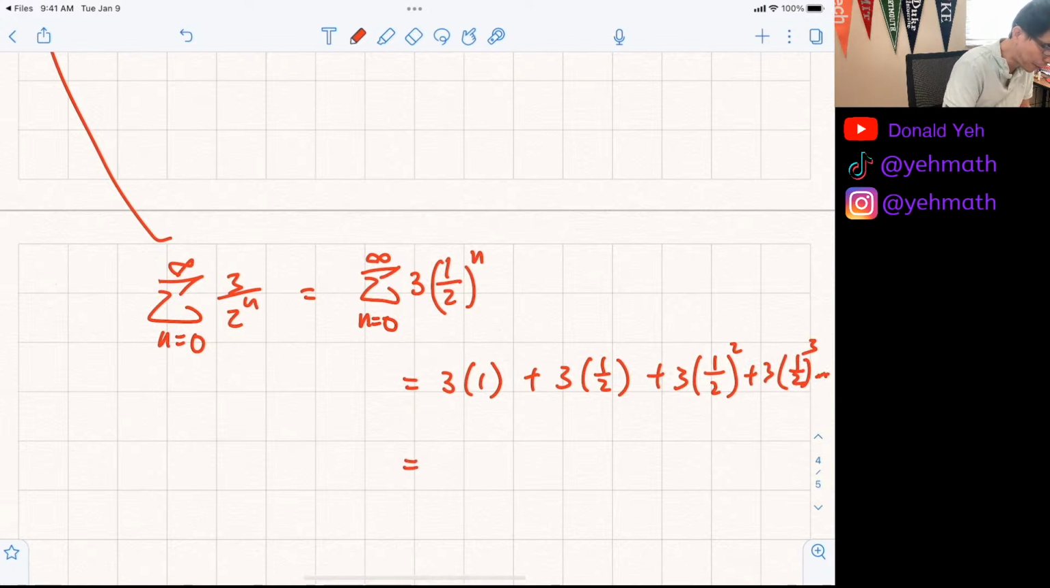But then we can use a formula now: A over 1 minus r. What is A? 3. What is 1 minus r? So that's equal to 6.